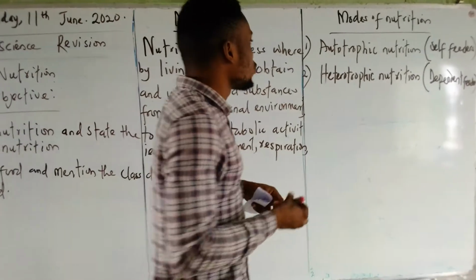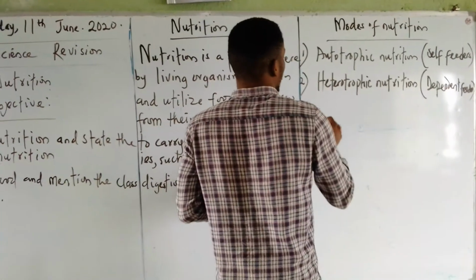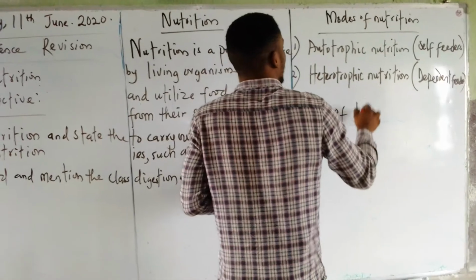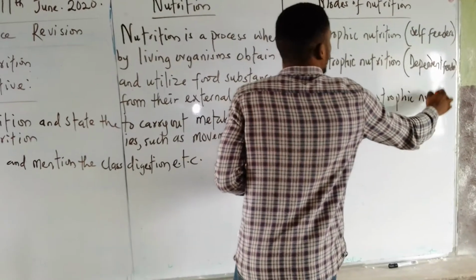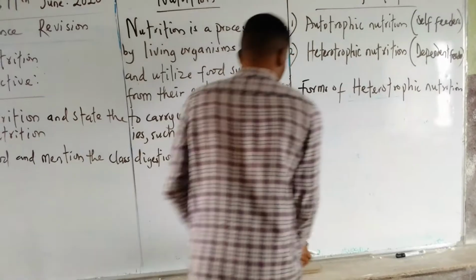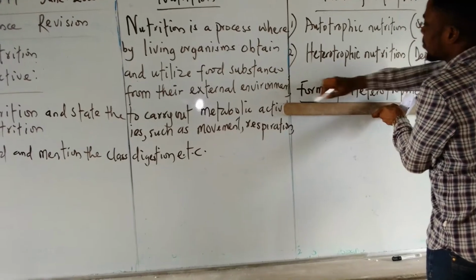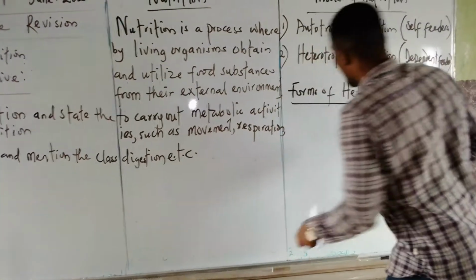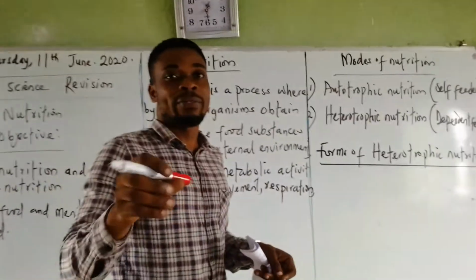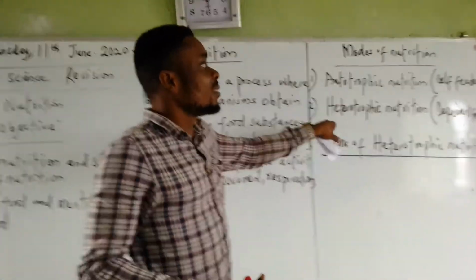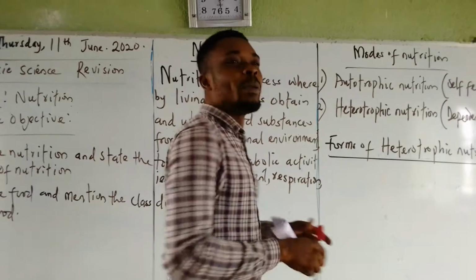Now, heterotrophic nutrition could be in different classes. You can say forms of heterotrophic nutrition. Hope you're getting it. You're understanding what I'm teaching now? It's quite simple. Hope you understand it. We have different forms of heterotrophic nutrition. Remember I said this is a nutrition involving organisms depending on others for food. Dependent feeders. It could be in different forms.